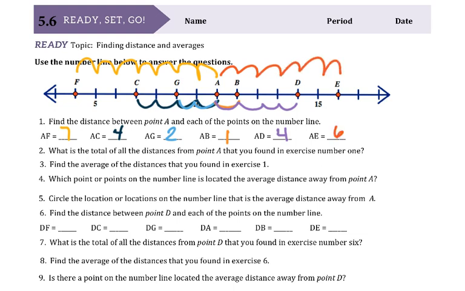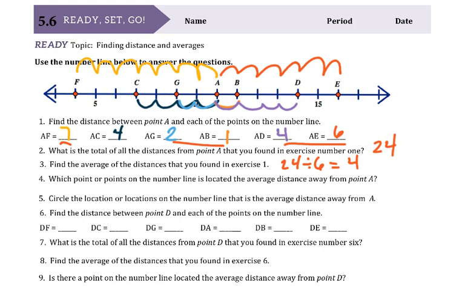Okay, what is the total of all the distances from point A that you found in exercise number 1? If we add up all those distances, we'd have 24. Then it says find the average of the distances that you found in exercise 1. We added them up, they're 24. There's 6 of them, so 24 divided by 6 would give us an average of 4.